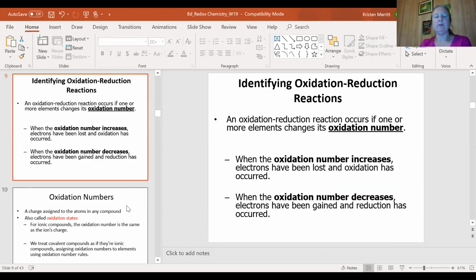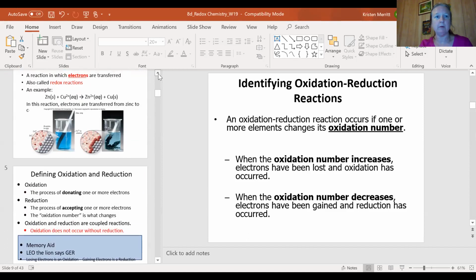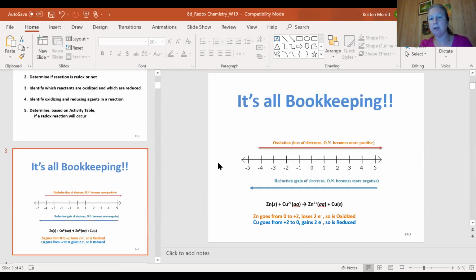So we assign oxidation numbers. When the oxidation number increases, becomes more positive, we've lost electrons. So if you go from a -3 to a 0, you've become more positive. You look at the number line. Moving to the right becomes more positive. So if your number starts out on the negative and it ends up as 0 or a positive, you are going to the right, you are going more positive, and it is an oxidation reaction, or it's being oxidized.